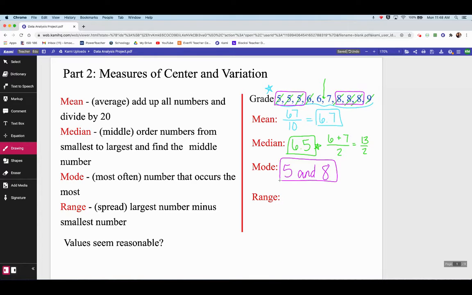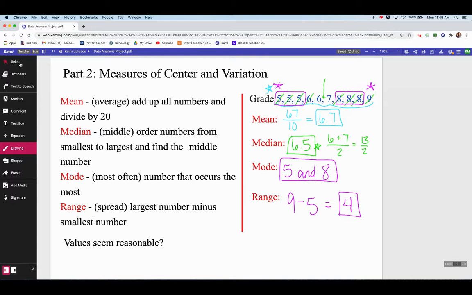Range would be the spread of the data. You're going to take your largest number, which for me is 9, and subtract my smallest number, which is 5. So 9 minus 5, my range ends up being 4. And that's how you would find those 4 things. You need to do it for grade, age, height, and shoe size. And then in the next video, we'll talk about how to do standard deviation.